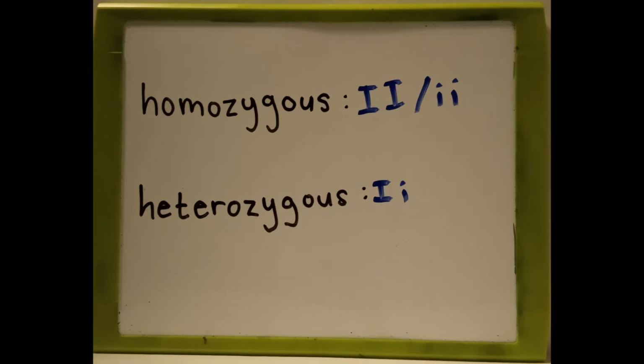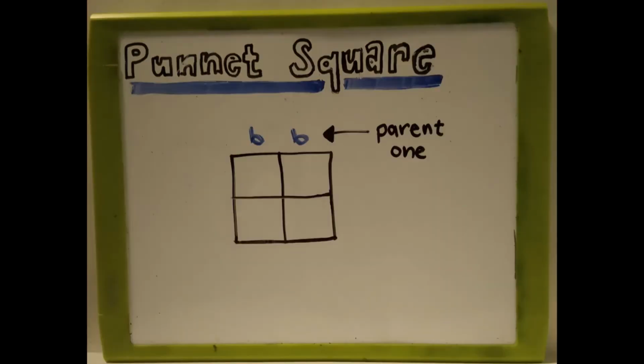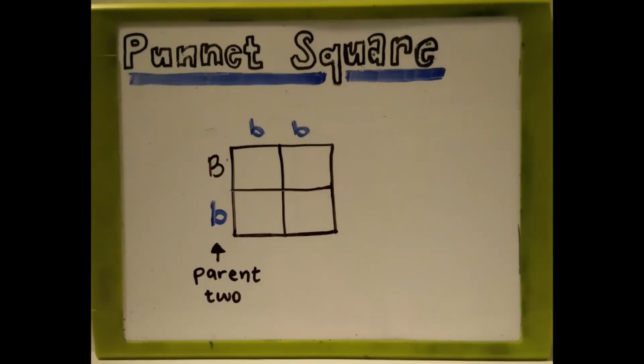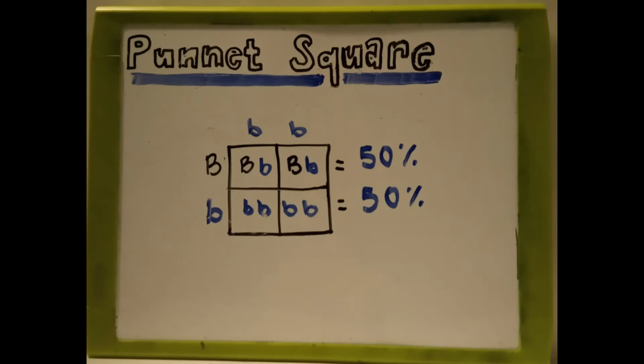alleles. Let's use a Punnett square to determine the chances of a child having brown eyes, with one parent having blue eyes, which are recessive, and one parent having heterozygous brown eyes. According to the square, a child of these parents would have a 50-50 chance of having brown eyes.